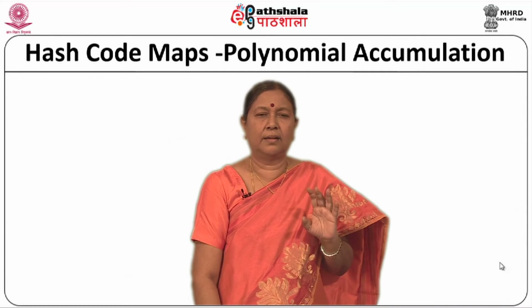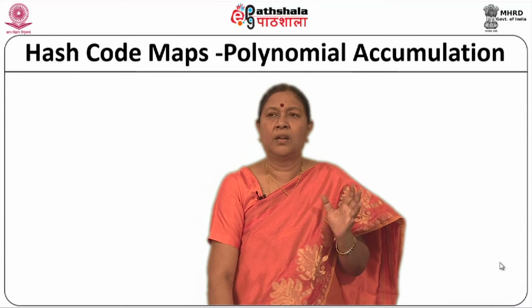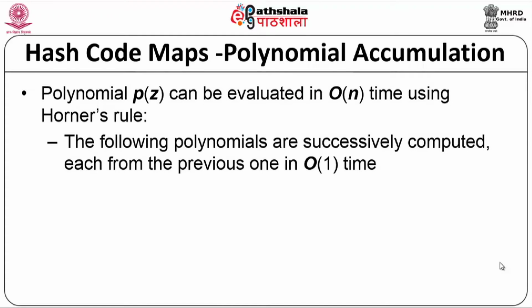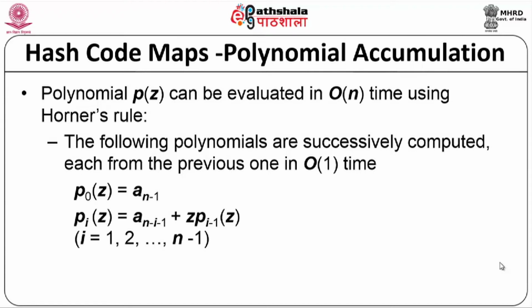This can be evaluated in the order of n using Horner's rule. The following polynomials are successively computed, each from the previous one in O(1). So each step is calculated in constant time, and you can do it in the order of n. This is just Horner's rule, where we have p(z) = p(n-1) z.